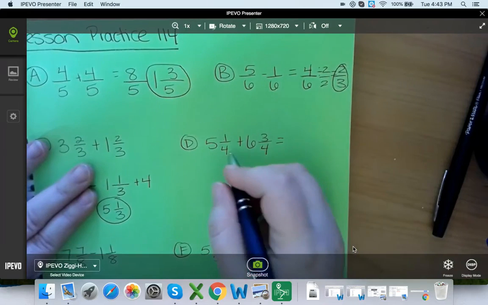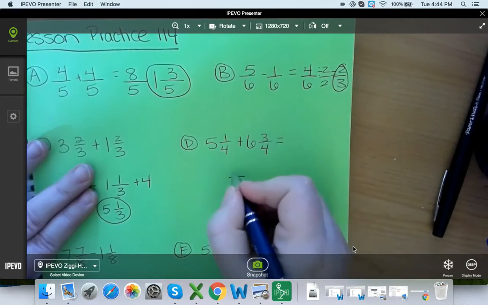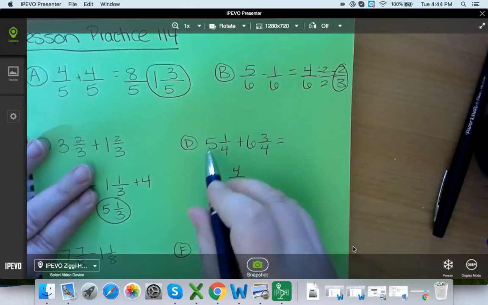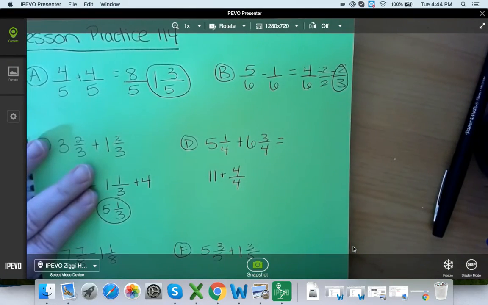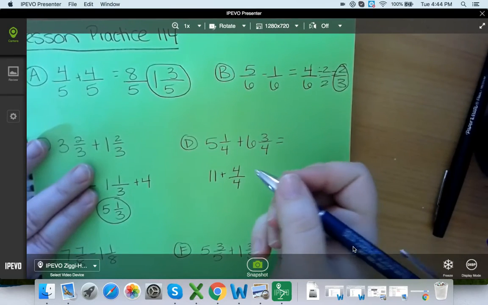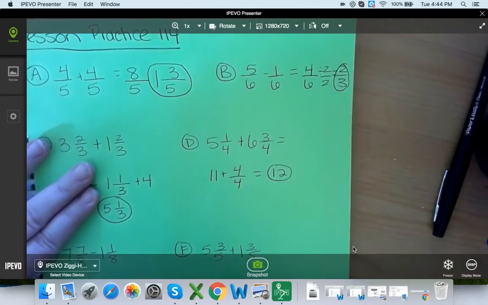All right, same thing here. My denominator is going to be 4. 1 plus 3 is 4. You might look at that and say, oh, wait a minute, I think I know what's going to happen here. 5 plus 6, that's going to give you 11. But now you just take 11 plus 4/4. Well, we know that 4/4 is also equal to 1. So 11 plus 1, that's going to leave you with 12.